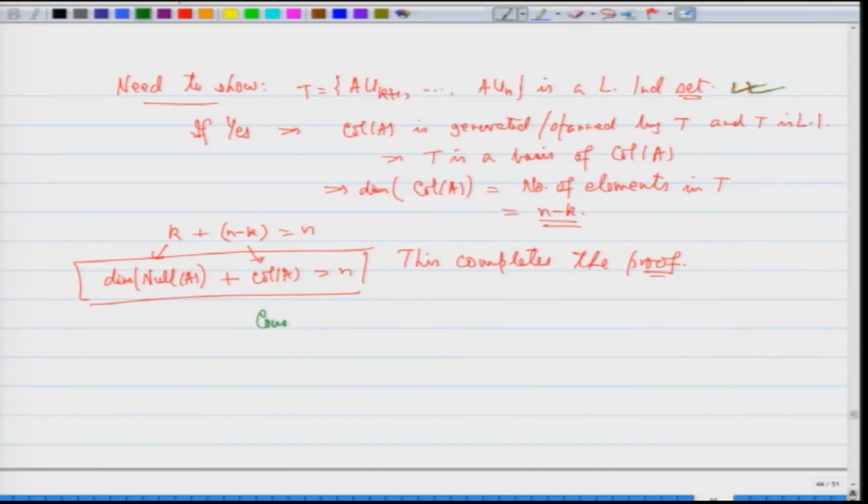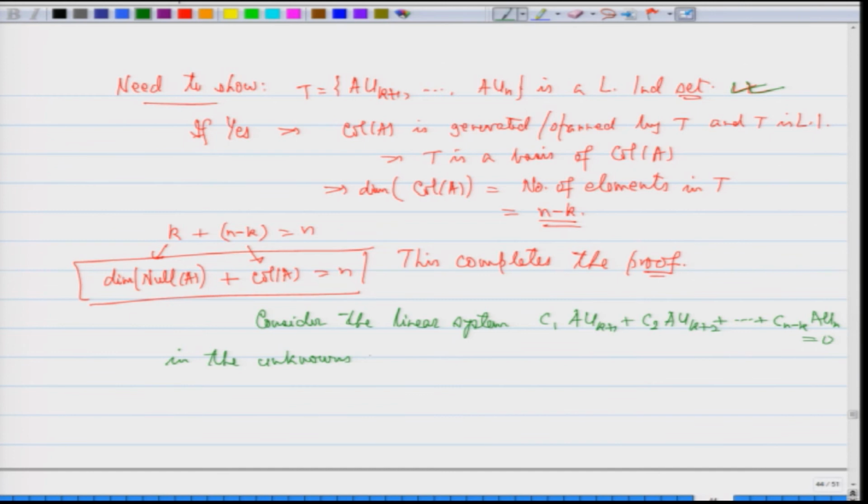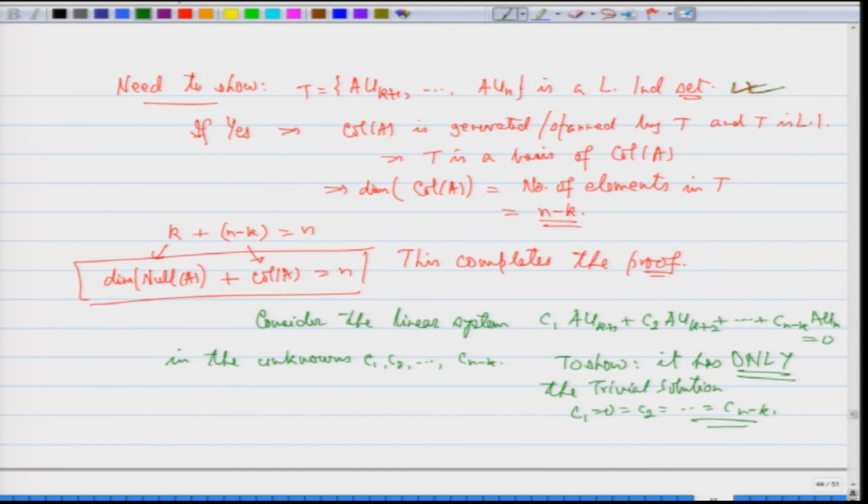So, consider the linear system C1 times A of u_{k+1} plus C2 times A of u_{k+2} plus and so on, C_{n-k} times A of u_n is equal to 0, in the unknowns C1, C2, ..., C_{n-k}, to show it has only the trivial solution, C1 is equal to 0 is equal to C2 is equal to C_{n-k}. I have to show this, only the trivial solution. All right, so let us try to do that.